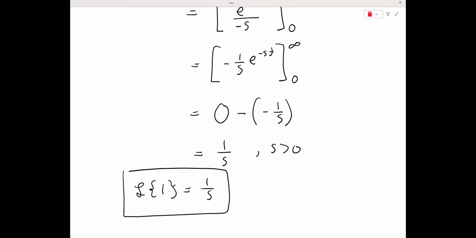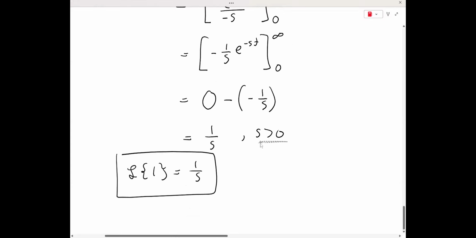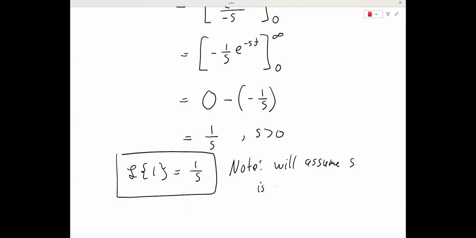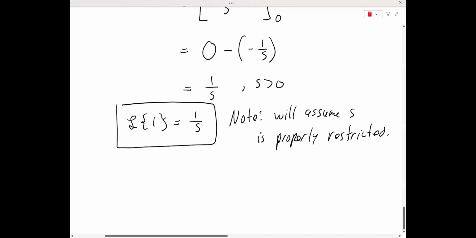Okay. Now, a couple notes here. I'm not going to write the s greater than 0 here anymore. So we'll just assume s is properly restricted. I'm not going to write that every time, but we'll assume s is properly restricted. It doesn't really matter for any calculations as we go here, so I don't want to belabor that. So Laplace of 1 is 1 over s, like that.